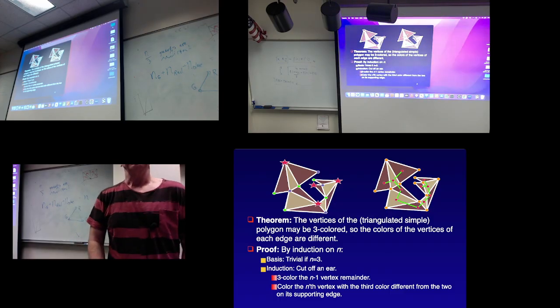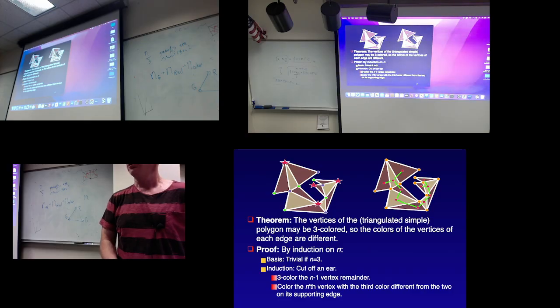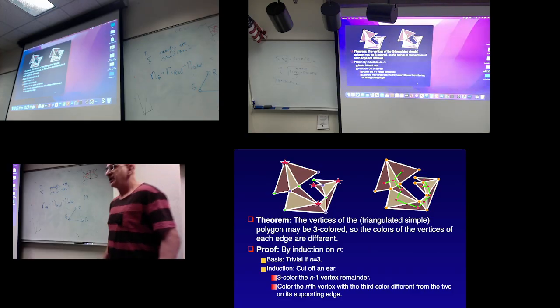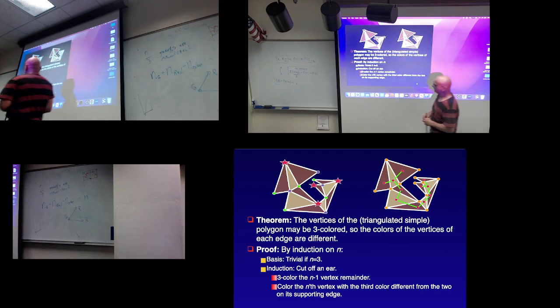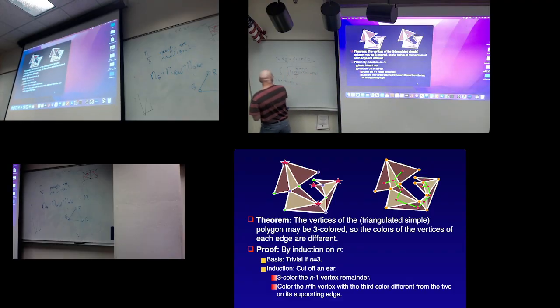Okay, next question. So we are done with proving Fisk's theorem that you never need in a simple polygon more than n over 3 guards. What should you do if the polygon has holes?